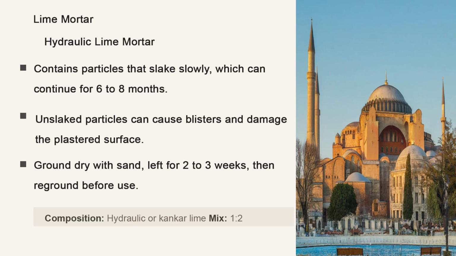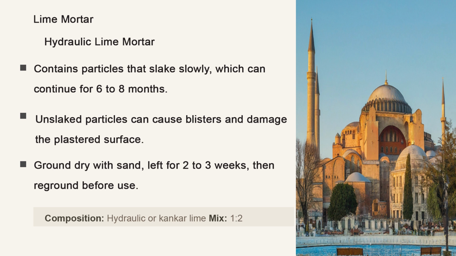Now, hydraulic lime is a bit different. It contains particles that slack very slowly when they come into contact with atmospheric moisture. This slow slacking can continue for 6 to 8 months. Imagine waiting that long for your plaster to settle. Quite difficult, right? Again, if unslacked particles remain in the plaster, they can form blisters during the slow slacking process, which damages the surface. Now, this hydraulic lime does yield a harder and stronger surface compared to fat lime.